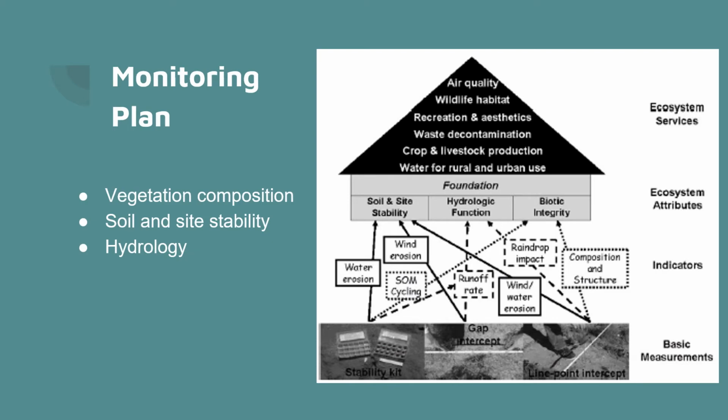Our monitoring plan is designed to monitor vegetation composition along with soil and site stability and hydrologic function. Supplementing vegetation composition indicators with more than one ecological process indicator allows our managers to more accurately predict long-term restoration success based on short-term data.